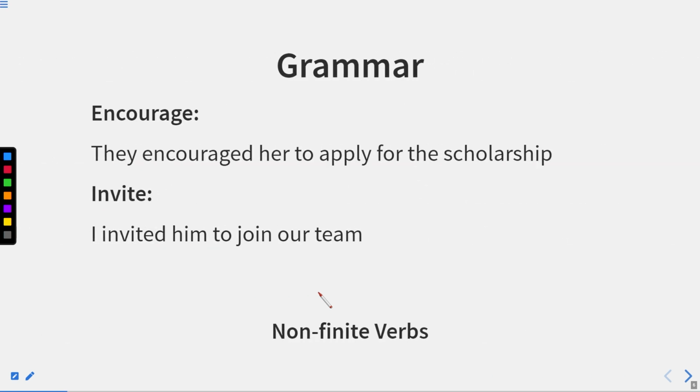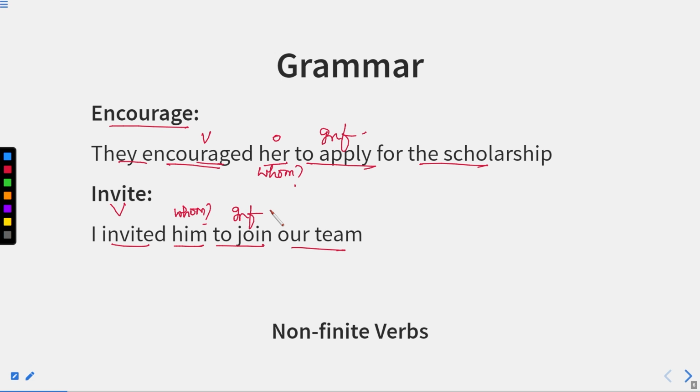Now let us move to the next one. Again we have a verb, that is encourage, to motivate someone. They encouraged her. So encouraged is the main verb, her is the object. This is again whom. They encouraged her to apply for the scholarship. So to apply is the infinitive. I invited him to join our team. So this is the word replying to the word whom. This is the main verb, and this is the infinitive, that is to join.